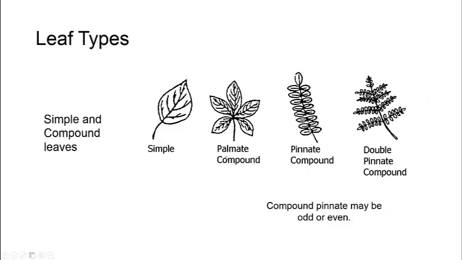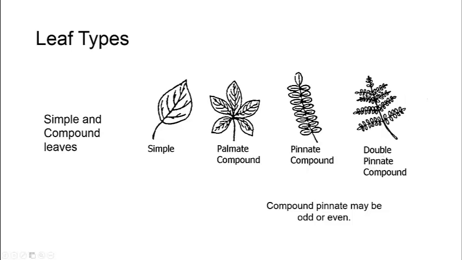A compound leaf is where the blade is divided into smaller subunits, and those can be arranged either in a palmate fashion where they radiate out from or attached at a single location, like in this case a horse chestnut leaf, or they can be arranged in pairs along the leaves in a compound way known as pinnate, and pinnate refers to the arrangement of these pairs. And then those can also be twice divided, or what we call double pinnately compound leaves, as seen here.